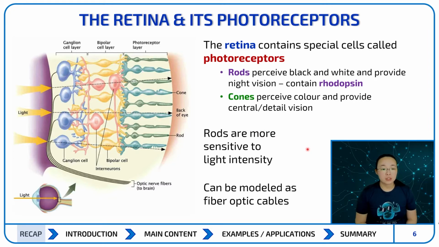The other thing I want to mention is that in terms of your photoreceptors, because they're so long and thin, they can be modeled as fiber optic cables where the light kind of goes in and bounces around through total internal reflection. It's not something you have to know, but just something interesting.